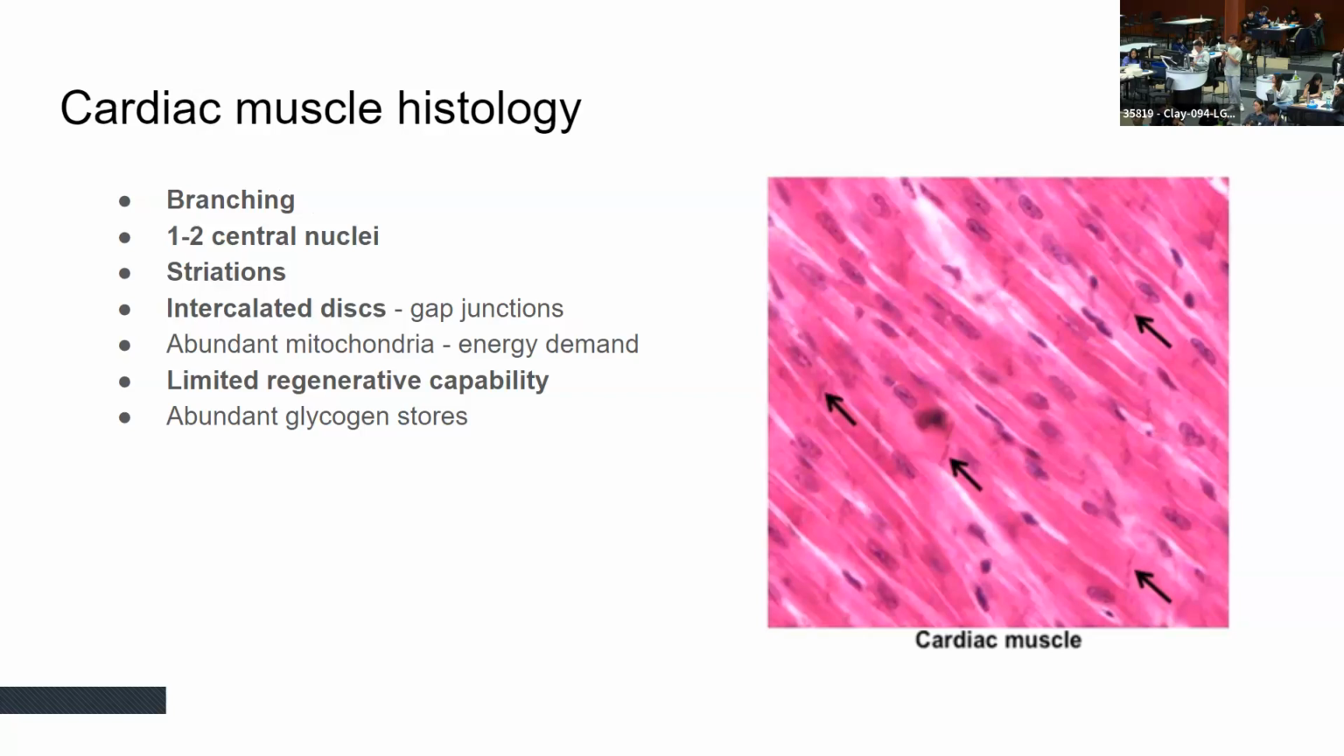Okay, we'll cover the cardiac muscle. Functionally, I'd say cardiac muscle is a lot more like skeletal muscle than it is smooth muscle, but there are some key differences. Contrary to skeletal muscle, there is branching. It's not just pure parallel lines. Does anyone know why this branching occurs in cardiac muscle?